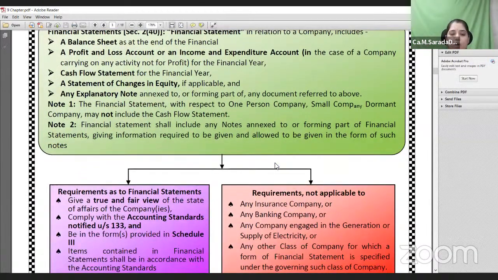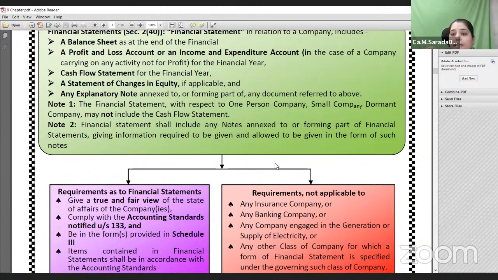What are the financial statements? What do they give? They give a true and fair picture of the company's financial affairs, and they should be prepared in such a way that the accounting standards notified under section 133 are properly complied with by the company, and they are also prepared as per the procedures or forms specified in Schedule 3 of the Companies Act.